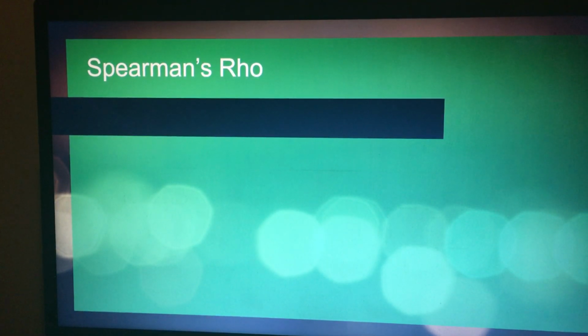It's usually denoted as little rho to distinguish it from Pearson's r. So if you love doing these long, tedious mathematical calculations, you can compute it with this equation on page 13, where little d is each participant's difference between their ranking on the x variable and their ranking on the y variable.